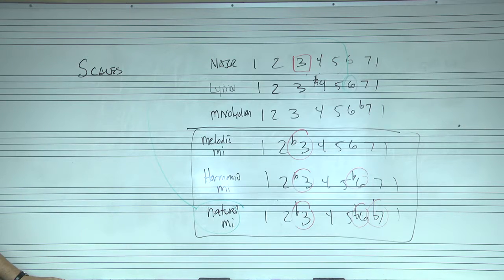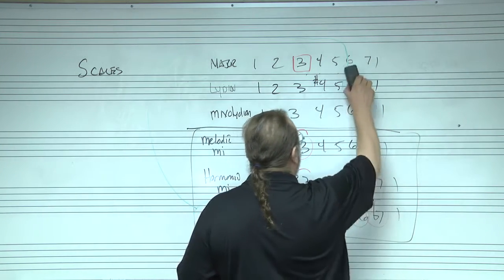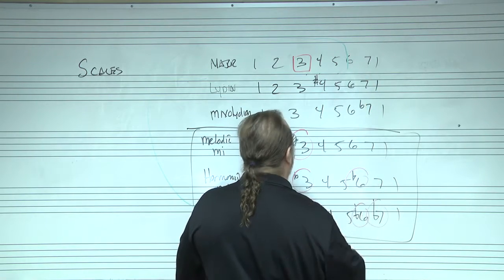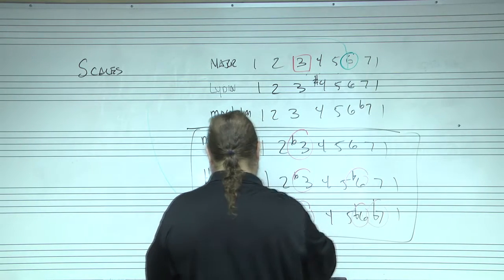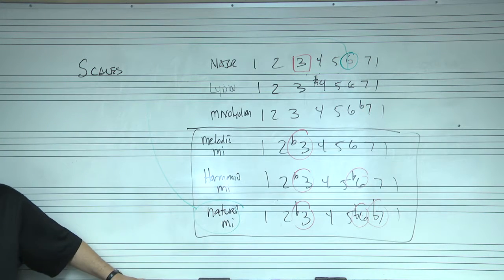So, the six. Sorry, I was moving the scale. Six is where you base your relative minor from. Okay? So how many people know that already? One, two, three, four, five.